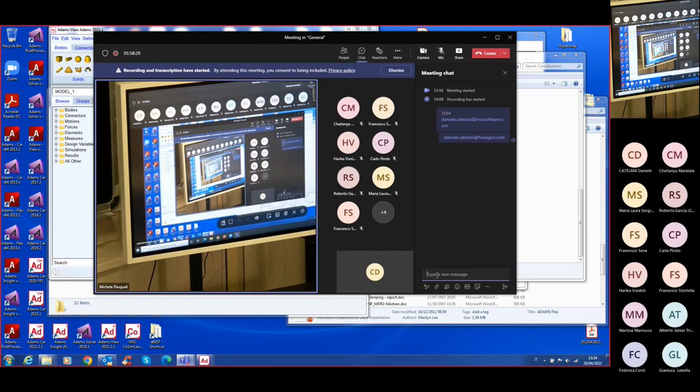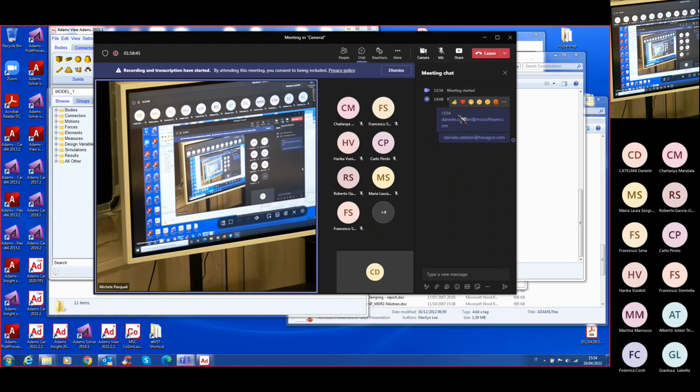Actually, Daniele, I would ask you one question. Do you think it would be possible for the students to form groups, to work in teams? Yes, absolutely. This is typical. It's important also to know how to collaborate with each other.